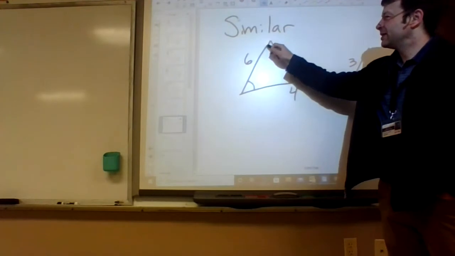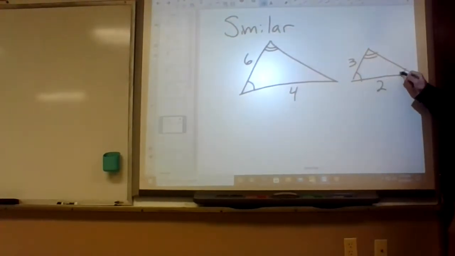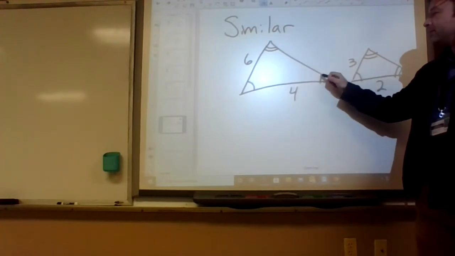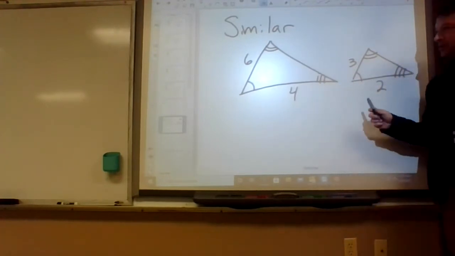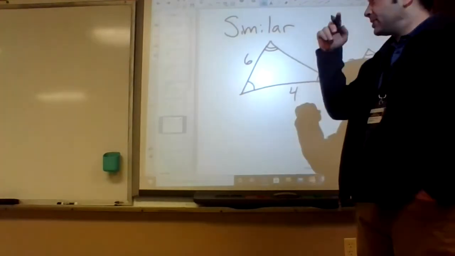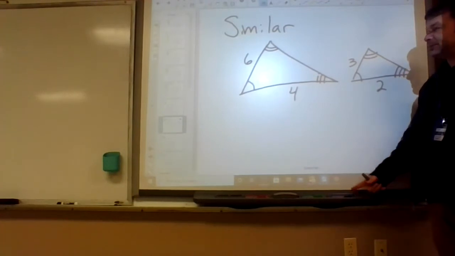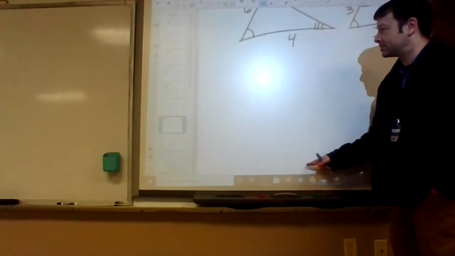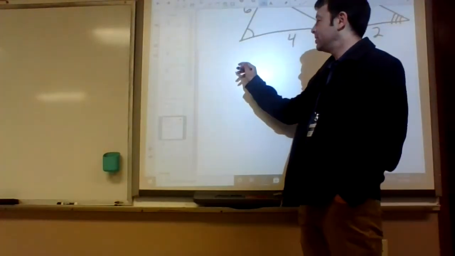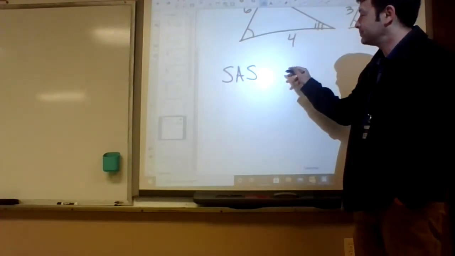So similar shapes have congruent angles. Sides are not congruent necessarily, but they are proportional: 6 over 3, 4 over 2. So today we're talking about ways to prove triangles are similar. Do you guys remember how we prove triangles are congruent? Let's take a walk back down memory lane. What are SAS? These are ways to prove triangles are congruent.